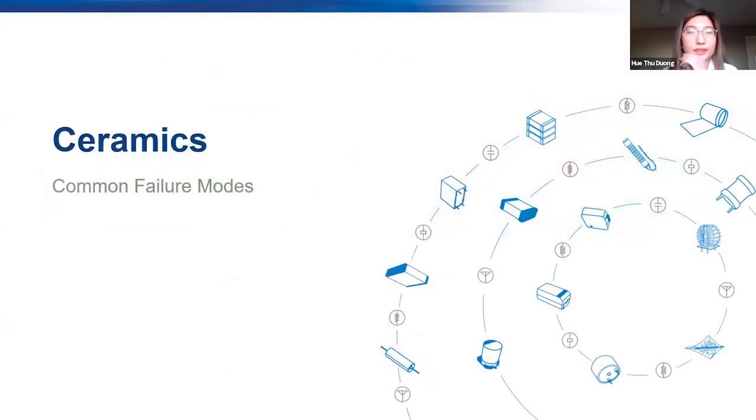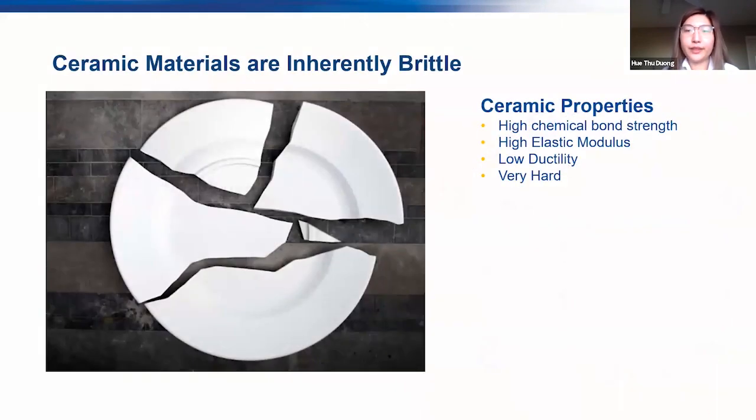Now, finally, let's get into the common failure modes. Ceramic materials are used in many applications, including electronics. Some key properties of ceramics are that they have a very high chemical bond strength and a high elastic modulus. A high elastic modulus means that the material will resist deforming elastically when a stress is applied to it. This results in low ductility and a material that is very hard. Because of this, ceramics are inherently brittle and prone to cracking under excessive stress.